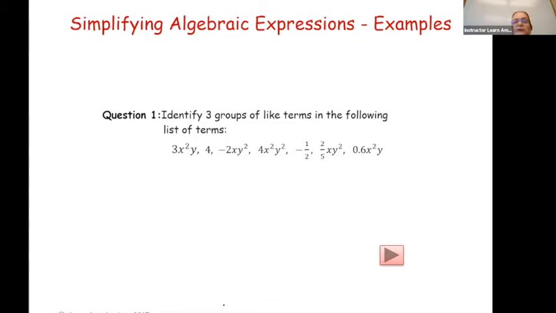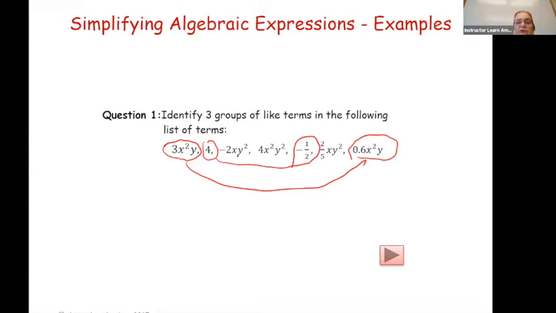To take a further look at this idea, let's identify 3 groups of like terms in the following list. We have something here involving an x squared y. So we look to see if there's anything else involving x squared y. Well, if we look at this, and this, both of these terms involve x squared y. Therefore, they are like terms. Okay. Here we have a 4 without any variables. And here we have a minus a half without any variables. So the 4 would connect with the minus a half.